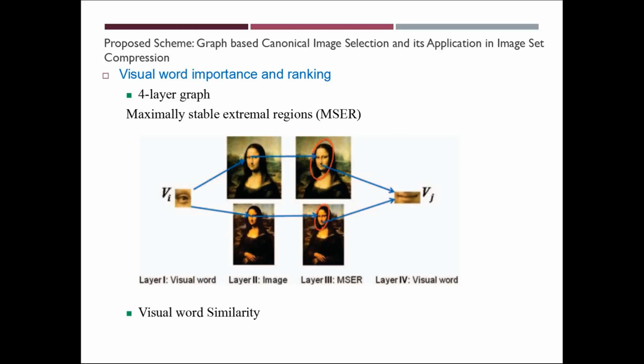In this step, we design a 4-layer graph, and in this graph, the first layer is the visual word. It's linked to the second layer, the image. And the third layer is called MSER, maximally stable extremal regions. This is very similar to the saliency map or region of interest, which is the most important part in an image that contains the most important visual word. And the fourth layer is another visual word. Through this model, visual words and images are linked.